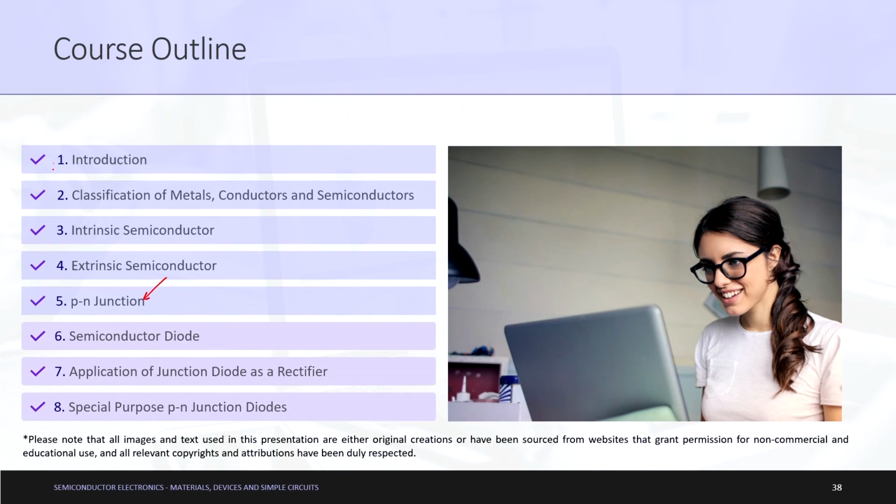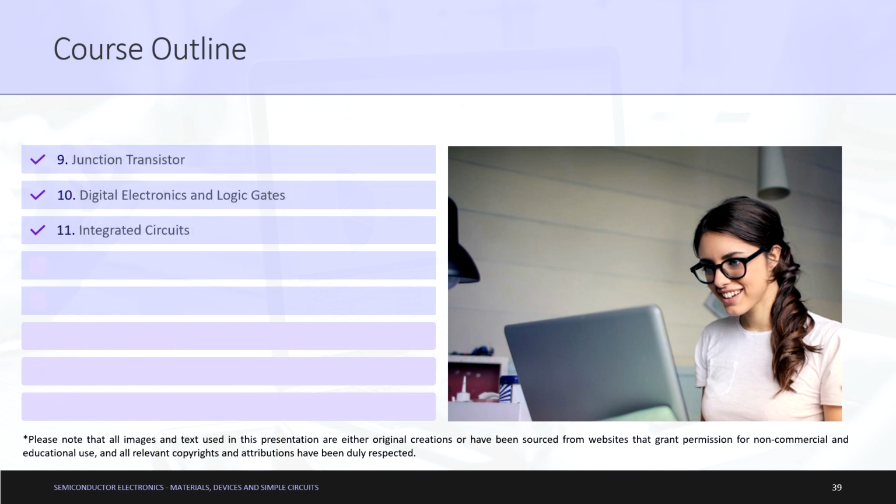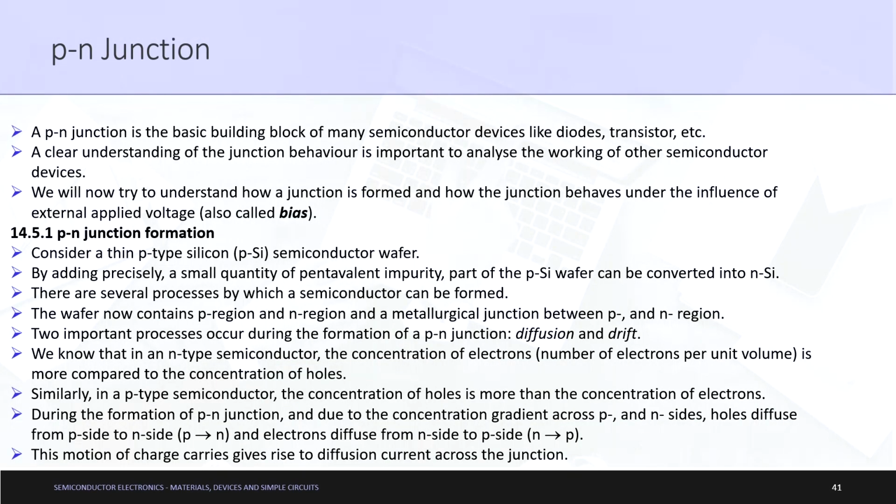Let us understand this. In the previous concepts of this lecture series, we have completed the introduction, classification of metals, conductors and semiconductors, intrinsic semiconductors, extrinsic semiconductors, and right now we are on the PN junction. So let us understand the PN junction very clearly so that we can understand the future concepts.